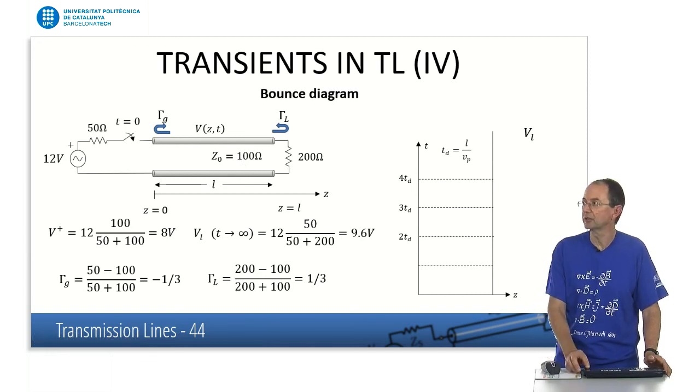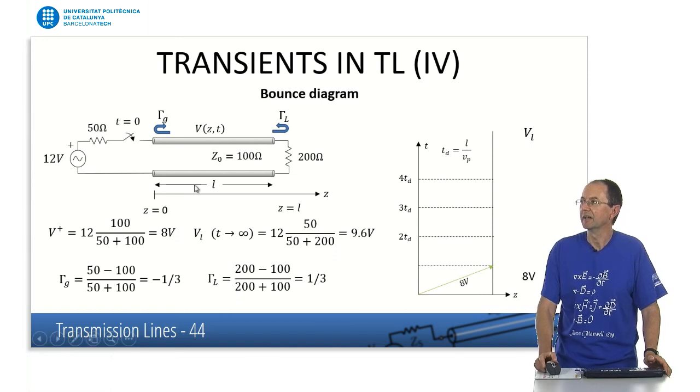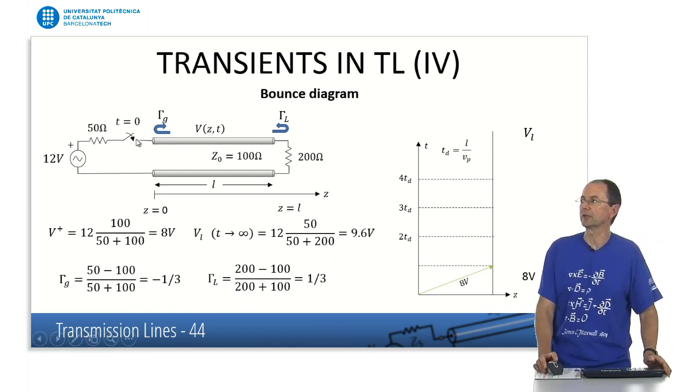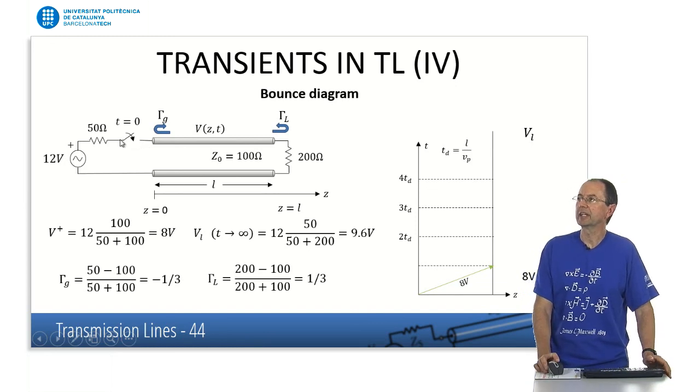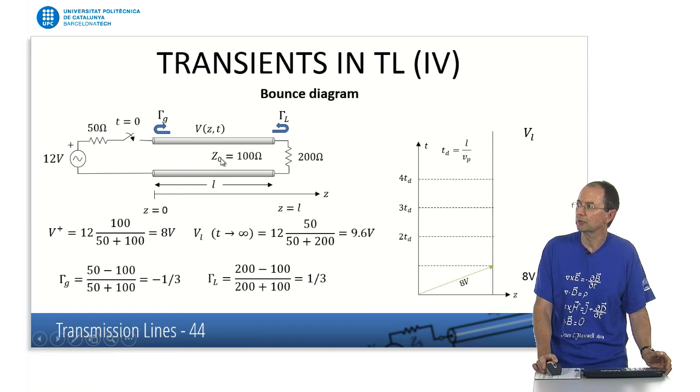When we switch this connection, we switch on here the connection of the generator with respect to the line. We have here again a voltage divider situation. We have 50 ohms and 100 ohms of the impedance. If we solve this voltage dividing situation, we have an 8-volt excitation at the input of the line. This is the first thing that happens. We have an 8-volt rising edge at the beginning of the line that progresses towards the right.